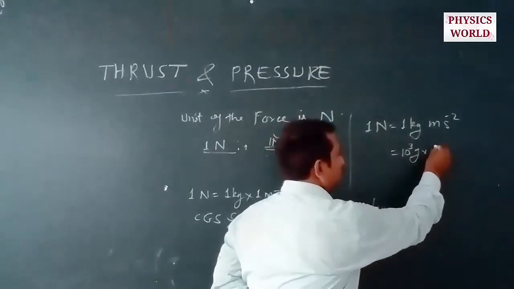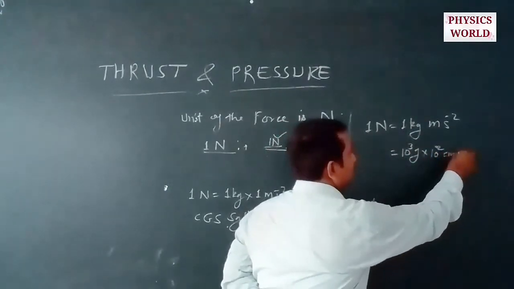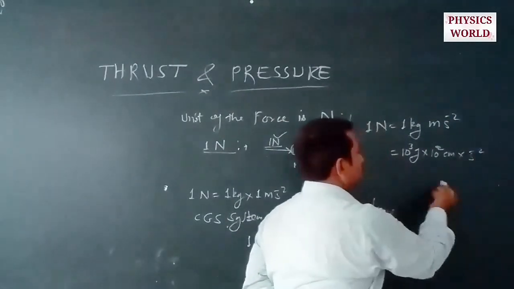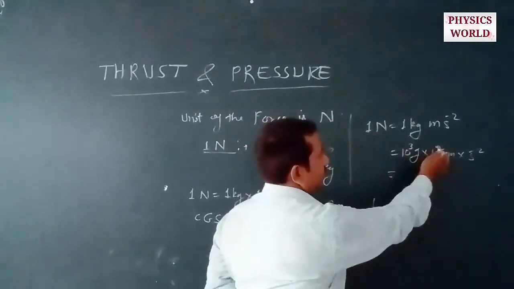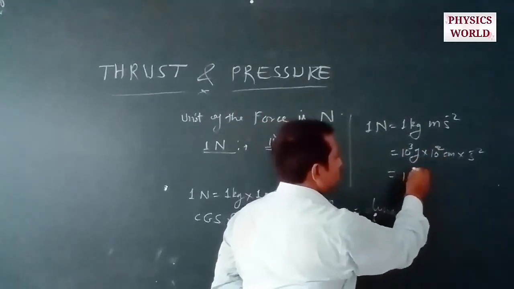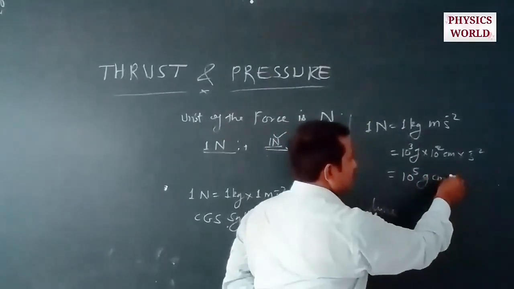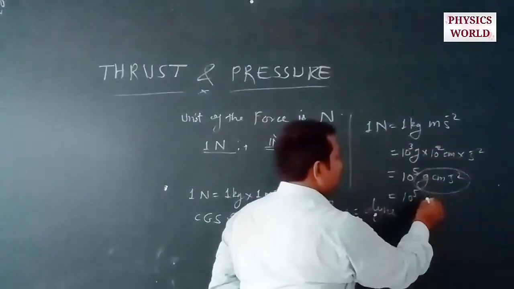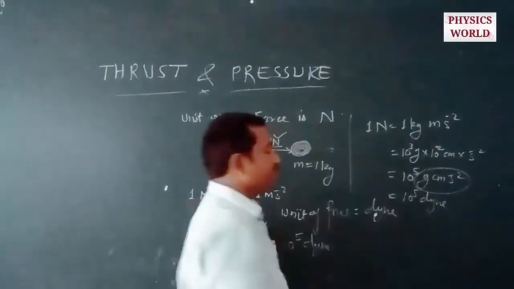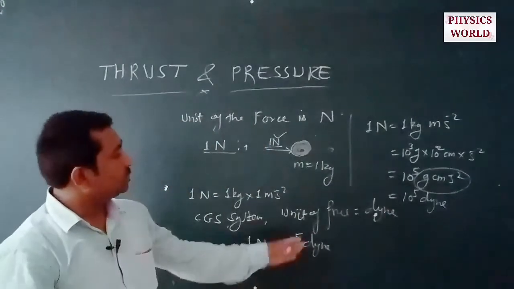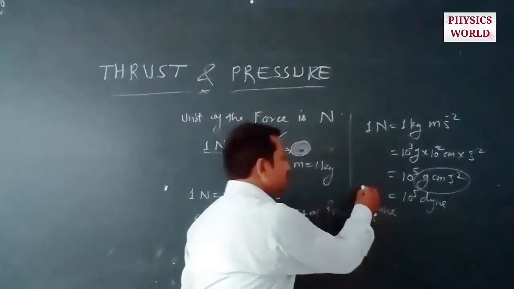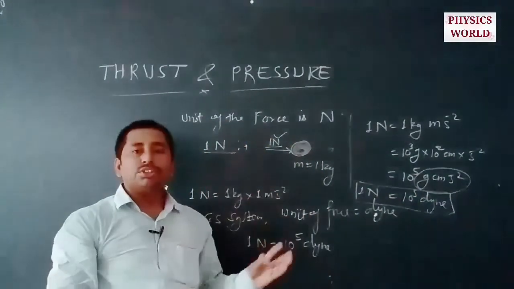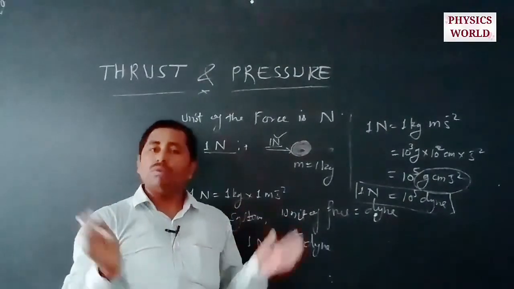1 meter equals 10 to power 2 centimeter. So from here we get 10 to power 3 into 10 to power 2, that is 10 to power 5 gram centimeter per second square. This gram centimeter per second square is known as dyne. So, 1 Newton is equal to 10 to power 5 dyne. This is a simple concept of the unit of force.